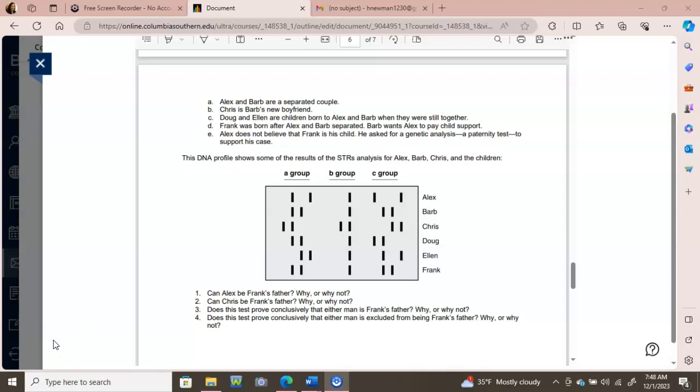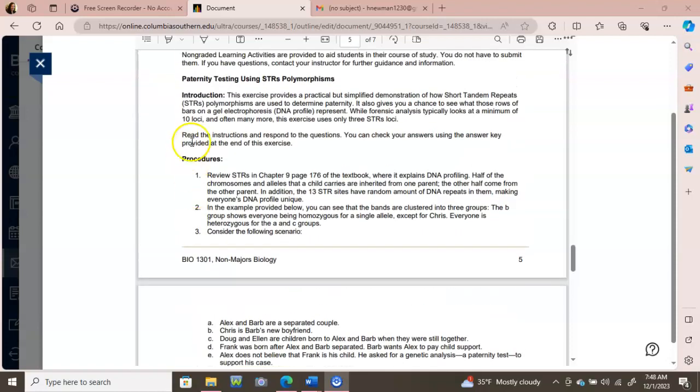I wanted to create a short video for you just to walk you through this particular example in the study guide with this STR data. So starting off here, you'll see an introduction in the beginning section of this particular question. Looking at STR data, STR stands for short tandem repeats.